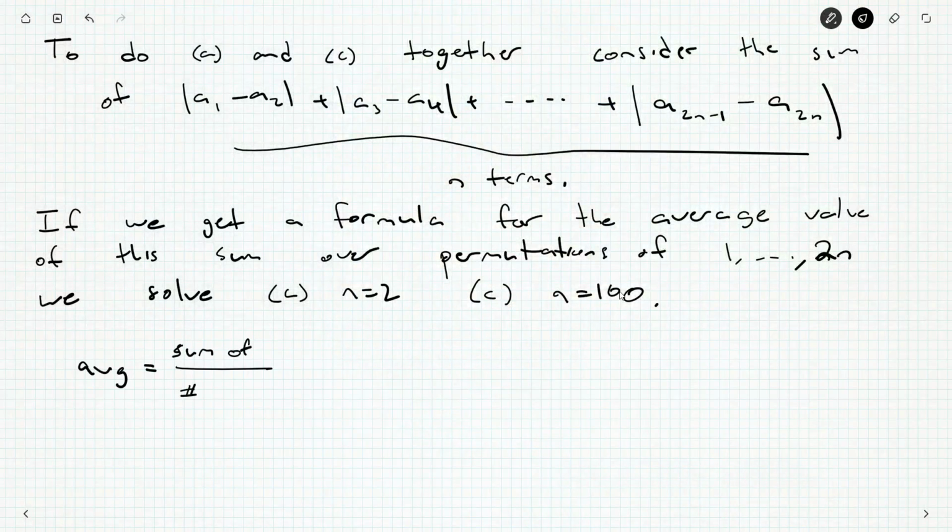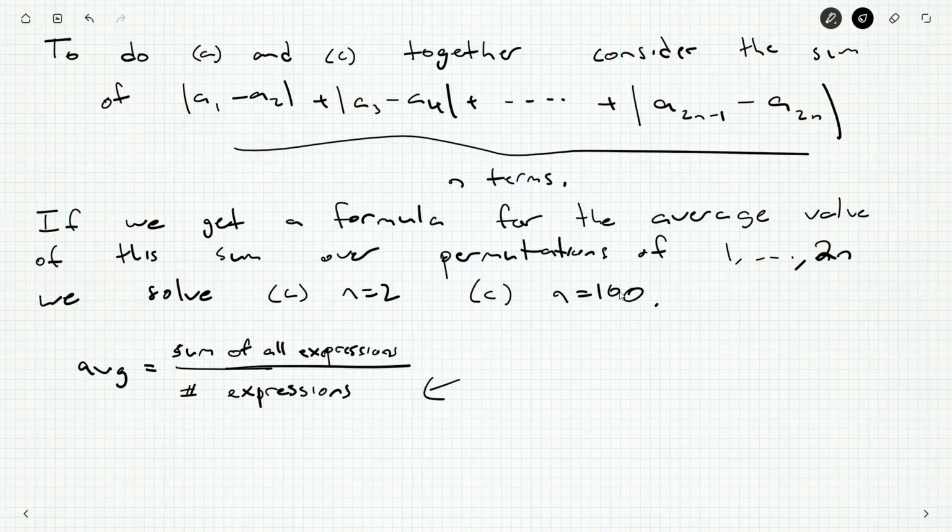So the sum of these sums, all over the number of expressions. Now, how many permutations are there of 1, 2, 3, 4, all the way up to something? It's going to be 2n factorial.